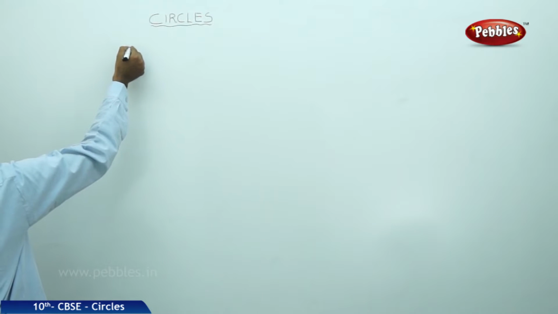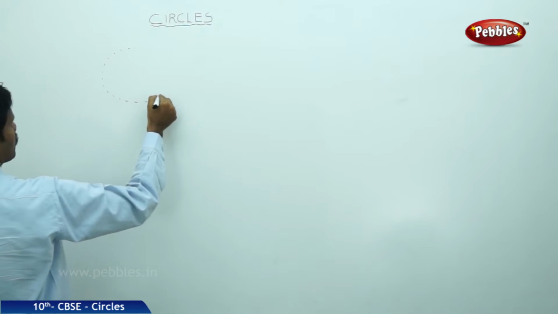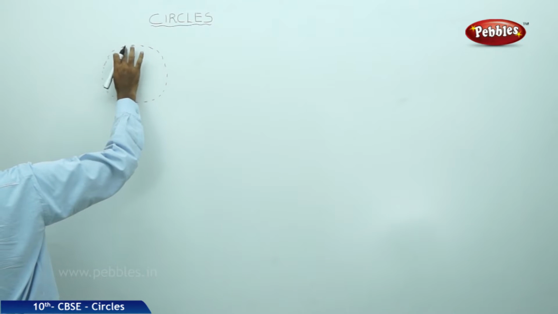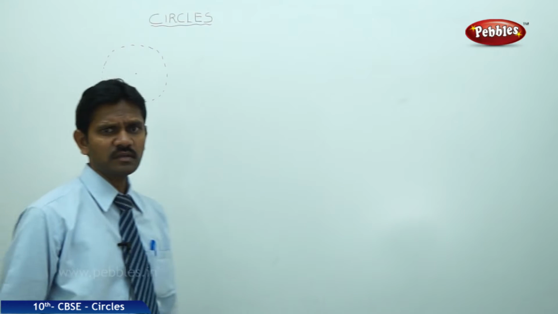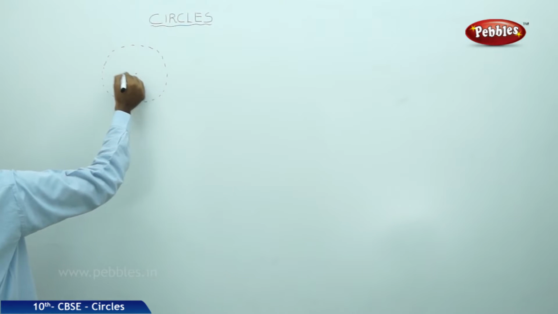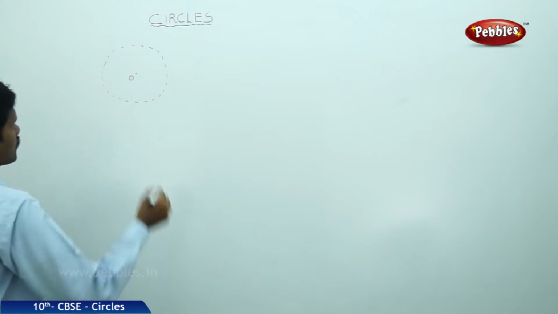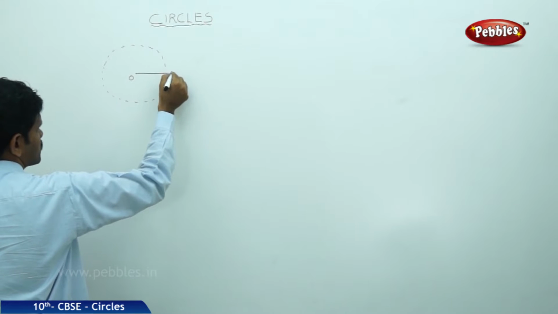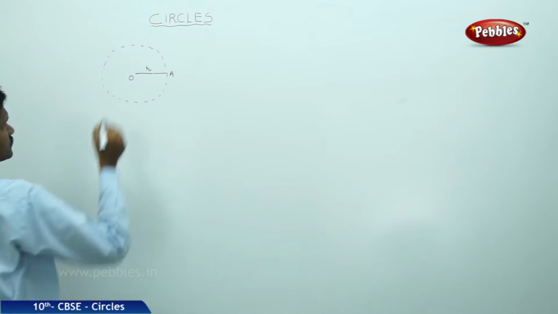A circle is a set of points equidistant from the center. That center is denoted with the O, and the fixed distance from the center to a point on the circle is called a radius.